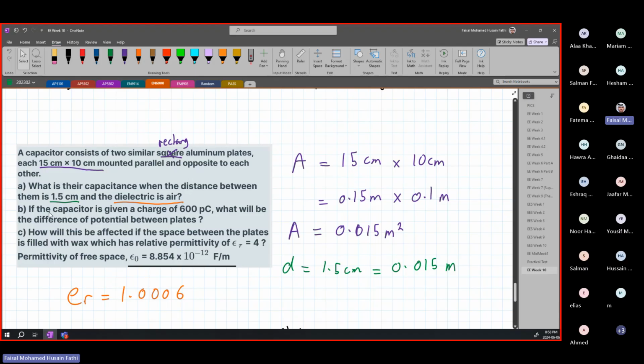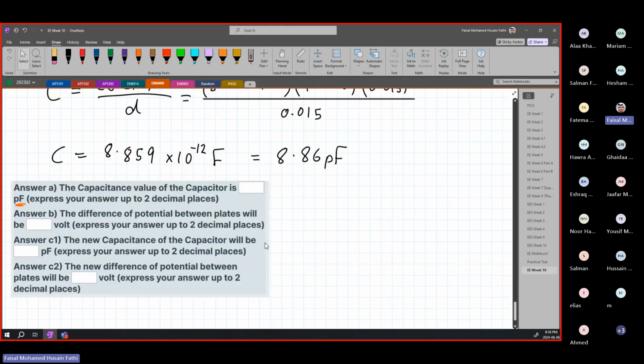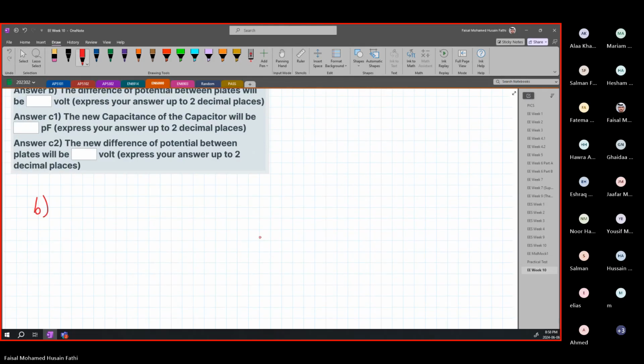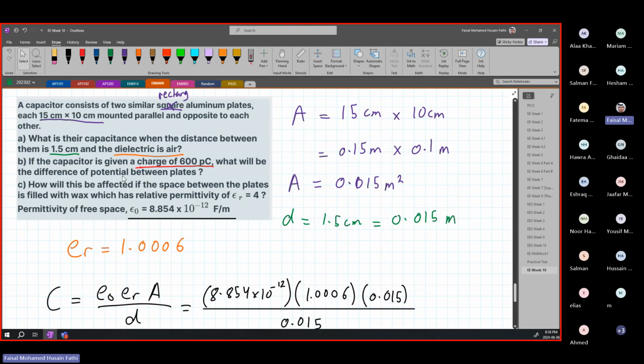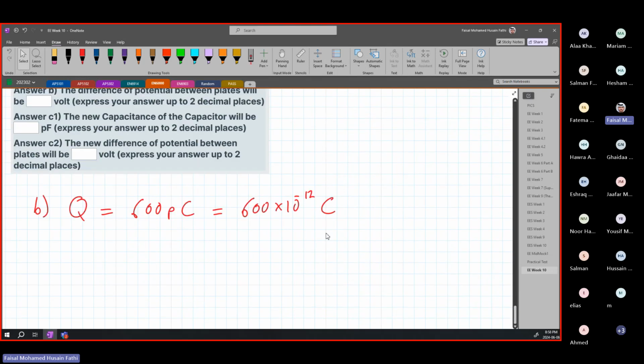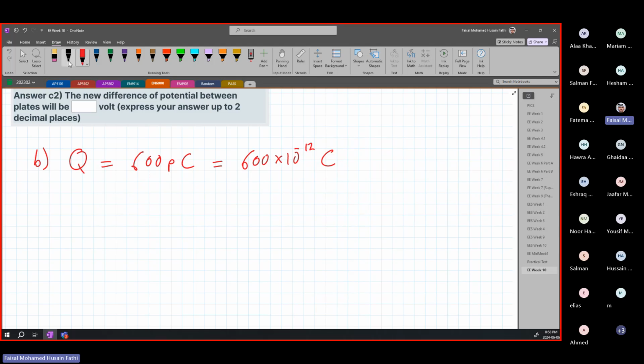The second part says if the capacitor has a given charge. What does charge mean? Charge of 600 picocoulombs. So for part B, Q is equal to 600 picocoulombs, or in other words, 600 times 10 to the negative 12 coulombs. All right? What will be the difference of potential between the plates? What's the difference of potential? Difference of potential is voltage. Potential difference. What's your voltage?